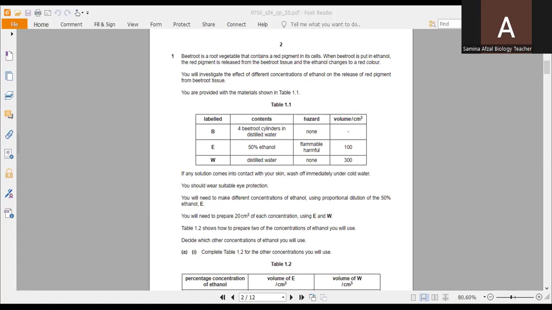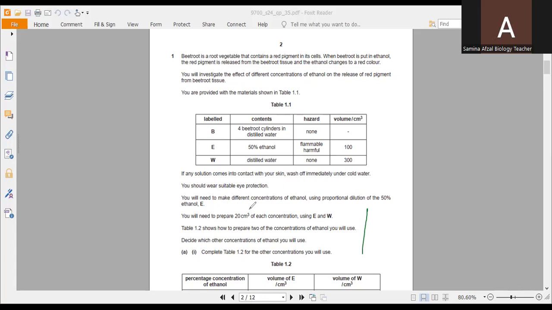Now you can see a table 1.1 in which they will give you labeled B, E, and W. B will be the 4 beetroot cylinders in distilled water, E 50% will be ethanol, and W will be the distilled water. Now, if any solution comes into contact with your skin, wash off immediately under cold water. You should wear suitable eye protection.